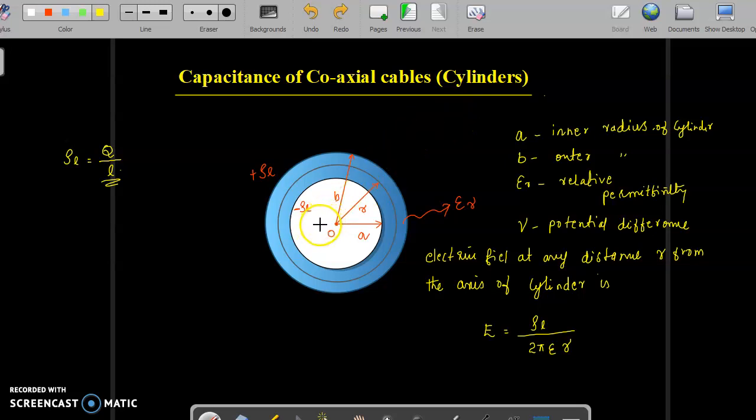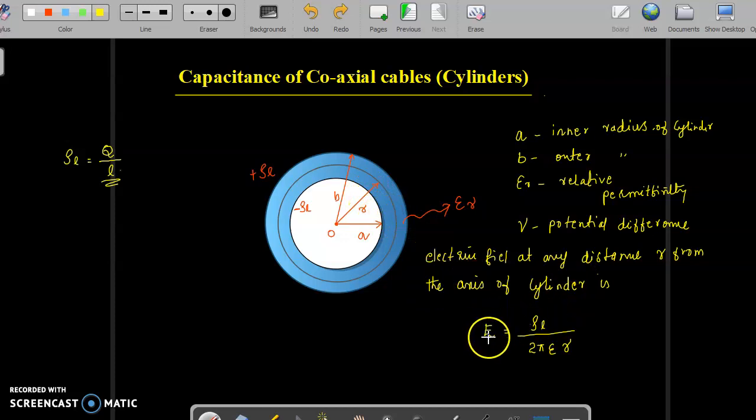By applying Gauss's theorem, we can express the electric field in the dielectric at any point r from the axis of the cylinder. I selected here an arbitrary radius r. The r is any point between A and B. A is the radius of the inner cylinder and B is the radius of the outer cylinder, and r is the radius of any point between A and B. I arbitrarily selected r to find the expression of electric field intensity between these two points, A and B.